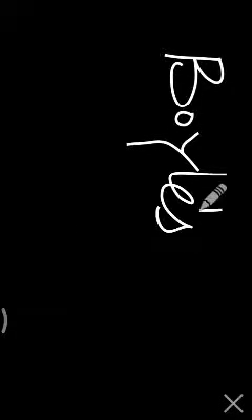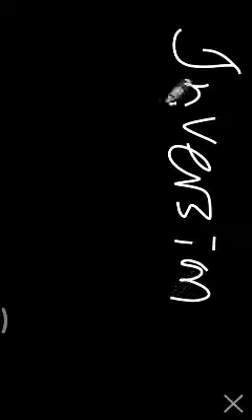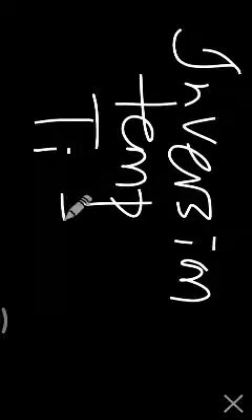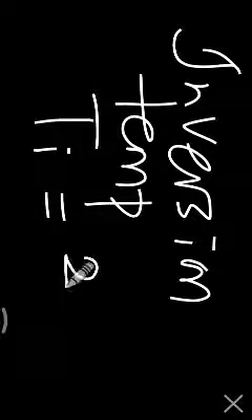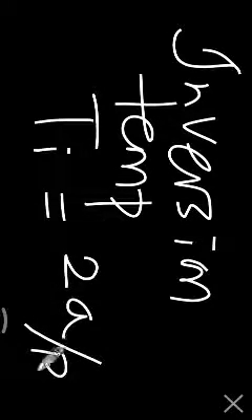Then Boyle's temperature is given by TB. TB is equal to a by Rb. Then inversion temperature is given by TI. TI is equals to 2a by Rb. This is double of Boyle's temperature, 2a by Rb.